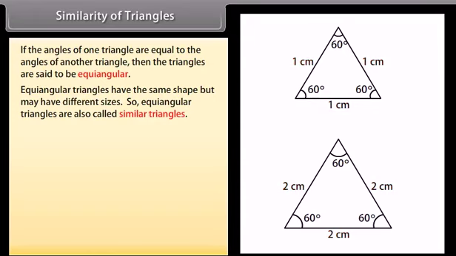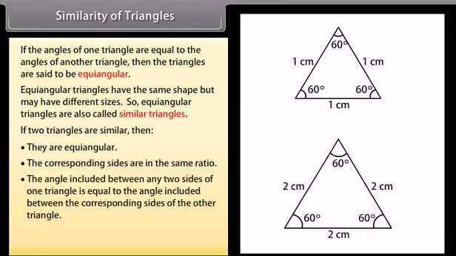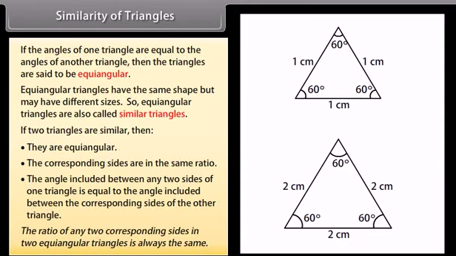Or we can say that if two triangles are similar, then they are equiangular, the corresponding sides are in the same ratio, and the angle included between any two sides of one triangle is equal to the angle included between the corresponding sides of the other triangle. The ratio of any two corresponding sides in two equiangular triangles is always the same.